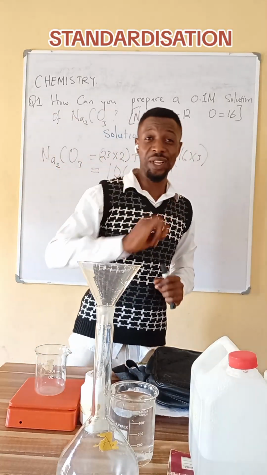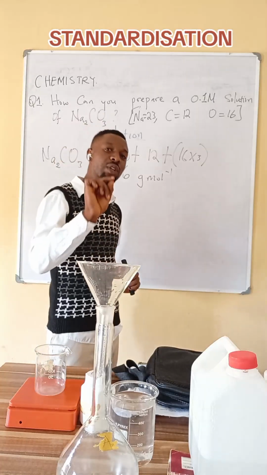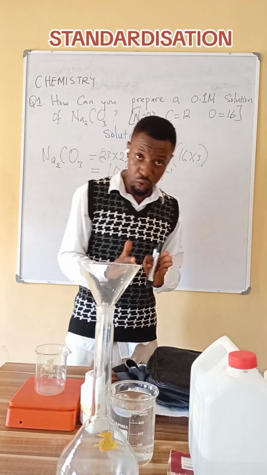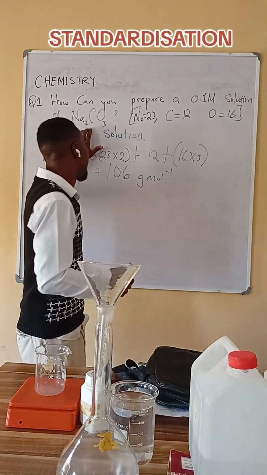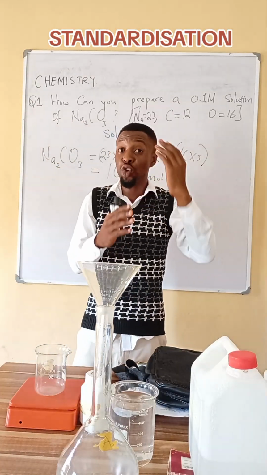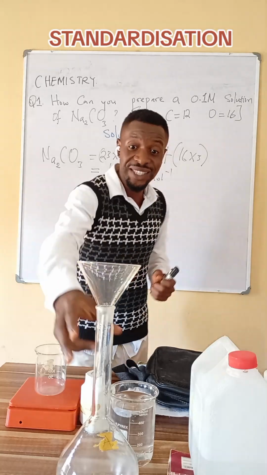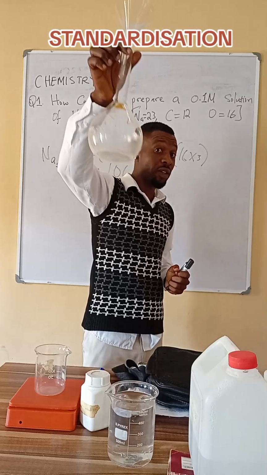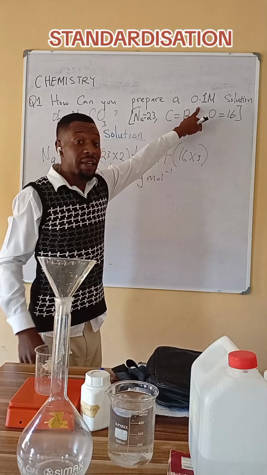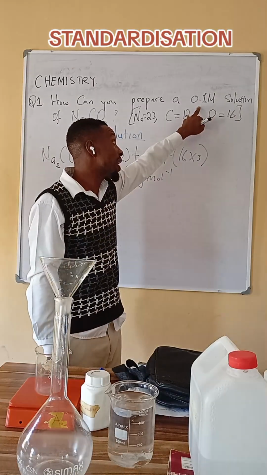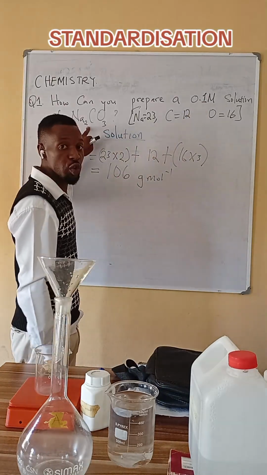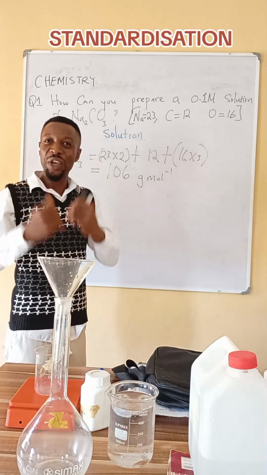But before you go into the lab, you first of all have to carry out a theoretical calculation to ascertain the exact amount of this particular reagent that you can dissolve in a 1000 centimeter cube or 1 dm cube standard volumetric flask such as this, before you can exactly prepare a standard solution that has a value of 0.1 molar concentration of sodium carbonate. Now, let's go into it.